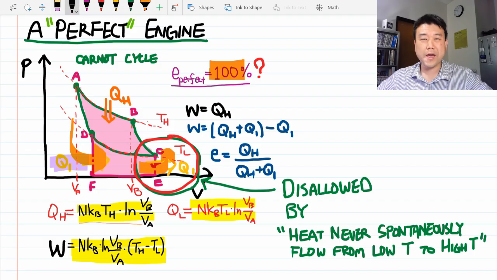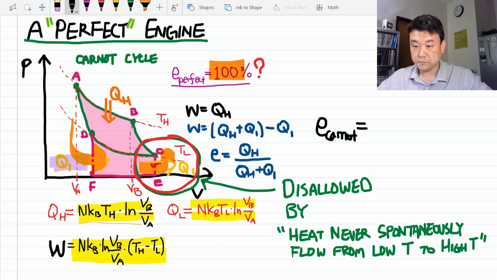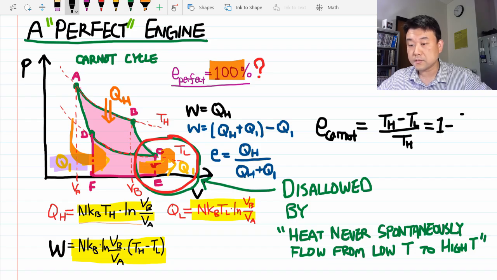Instead, we are going to have to be limited by the efficiency of a perfect engine that's allowed within the laws of thermodynamics. That's the efficiency of the Carnot engine, or taking the ratio of the work and the heat input we see there. A lot of numbers cancel out. You get TH minus TL over TH, or equal to 1 minus TL over TH.